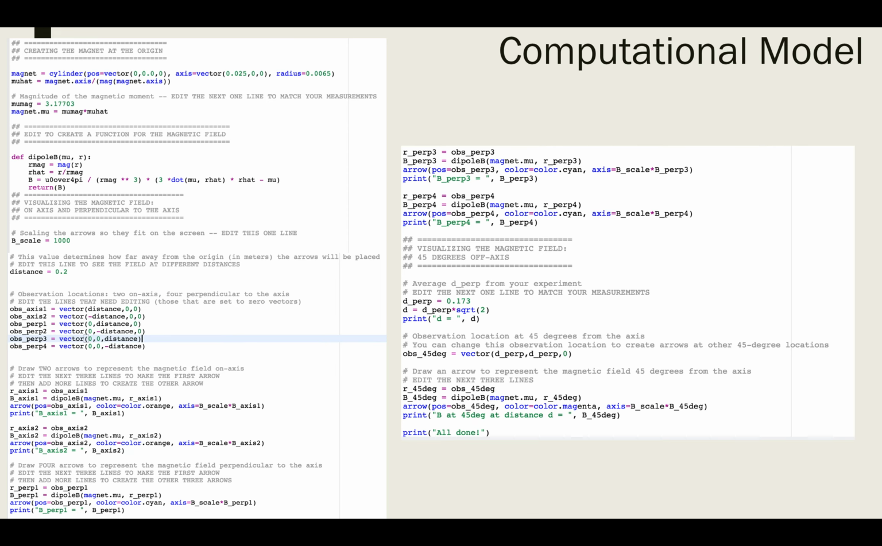Next, I'll get into my visual model and Glowscript code. Here you can see the code that built my visual model. I created a function to calculate the magnetic field that was iterated over several locations. I also created 2 on-axis and 4 perpendicular observation locations in the code. Each location calculates its own net magnetic field, and then I calculated the value of the magnetic field in an observation location at a 45-degree angle from the magnet.